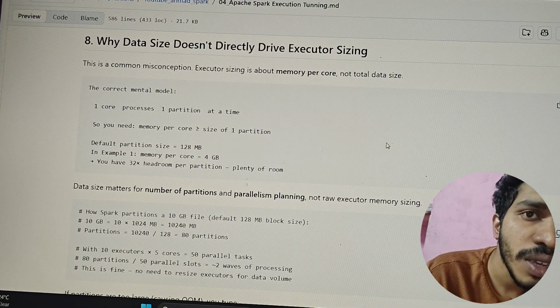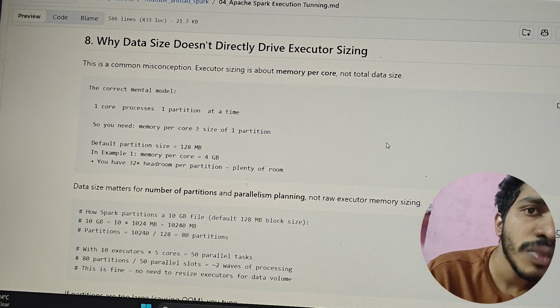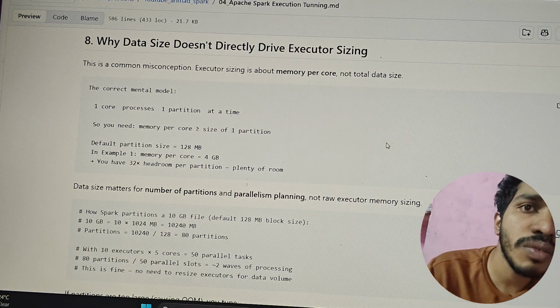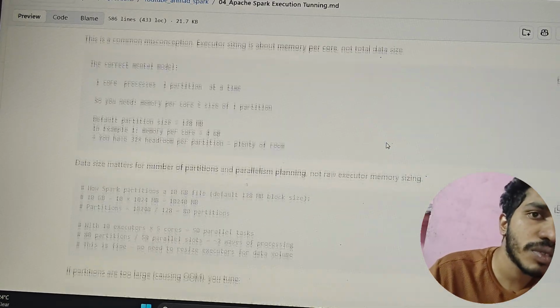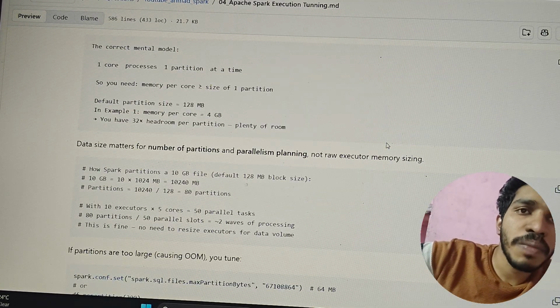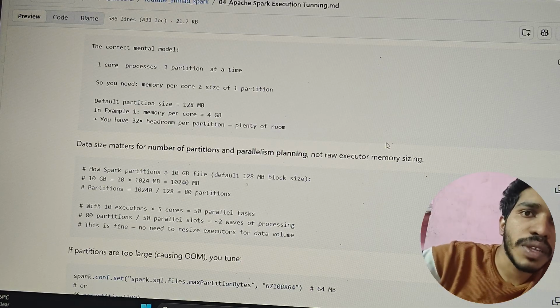In example 1, memory per core is equal to 4 GB. You have 32 into 4 GB room per partition, meaning many rooms. Data size matters for number of partitions and parallelism planning, not raw executor memory size.